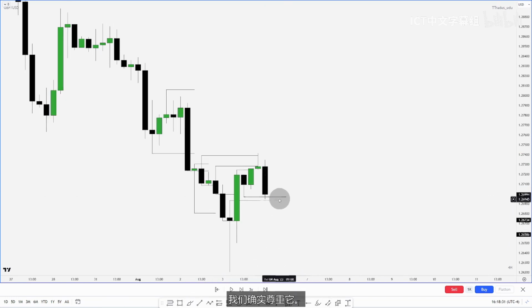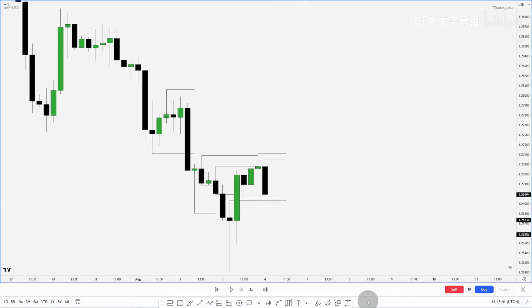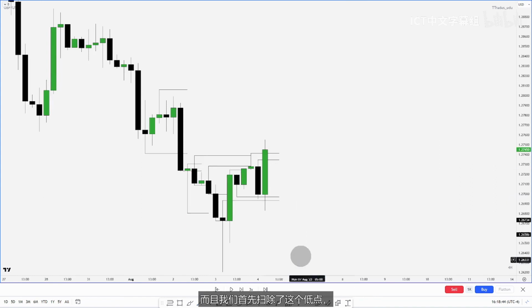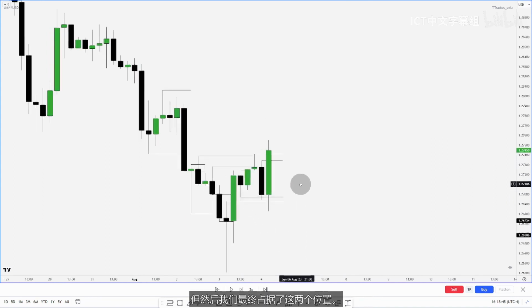We do respect it. So from here, this is where I'd be looking for a next day model because it respects a PD array. I'd want to see us reach for this high or a swing point. And we do sweep this low first, but then we do end up taking both of those.